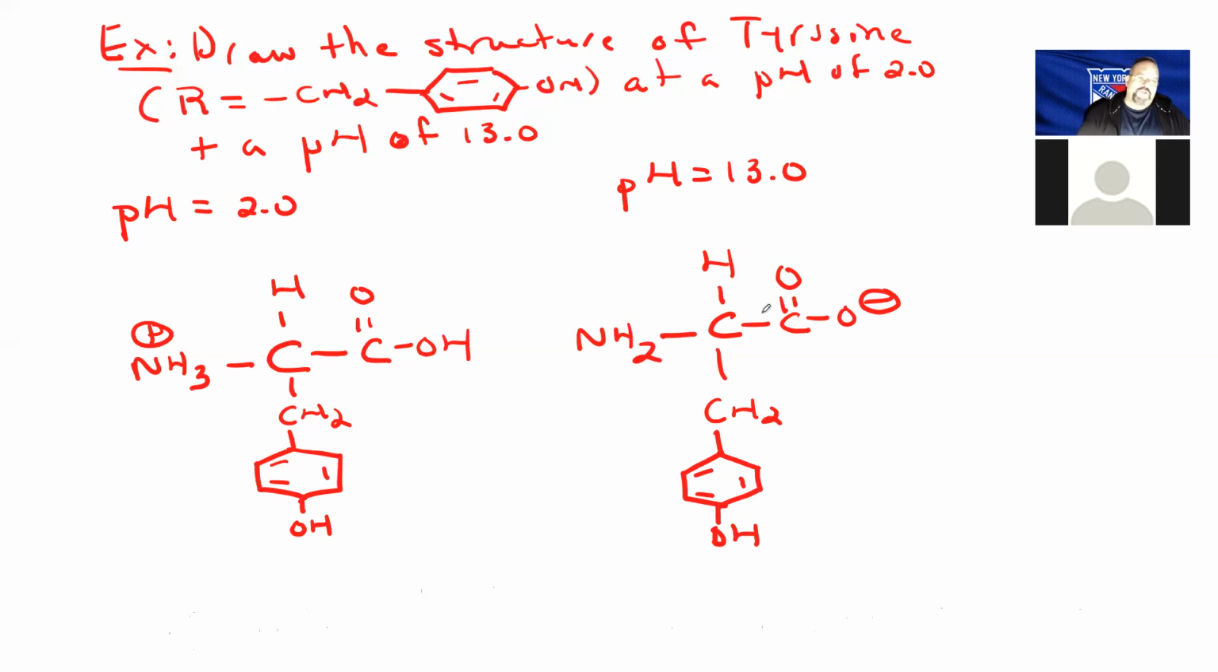So at a pH of 2, the carboxyl group attached to the central carbon has the form of C double bond O connected to OH. The amino group stays the same as it was in the Zwitter ion form. At a pH of 13, the amino group attached to the central carbon has the form of NH2, so the nitrogen now has 3 bonds and is neutral. And the carboxyl group attached to the central carbon has the form of C double bond O connected to O minus, just like it was in the Zwitter ion form.